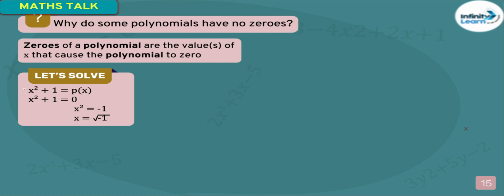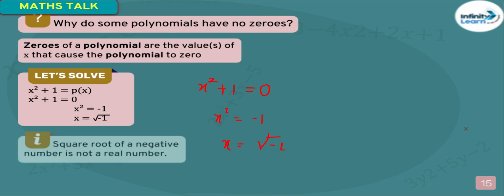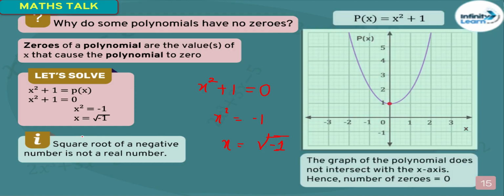For example, here is a polynomial x square plus 1. Equating with 0, the value of x square is minus 1. The value of x is under root of minus 1. So the square root of a negative number is not a real number. This is the reason why some of the polynomials have no zeros.